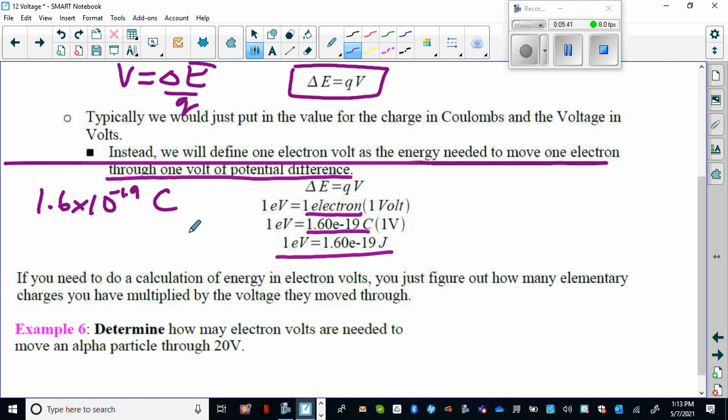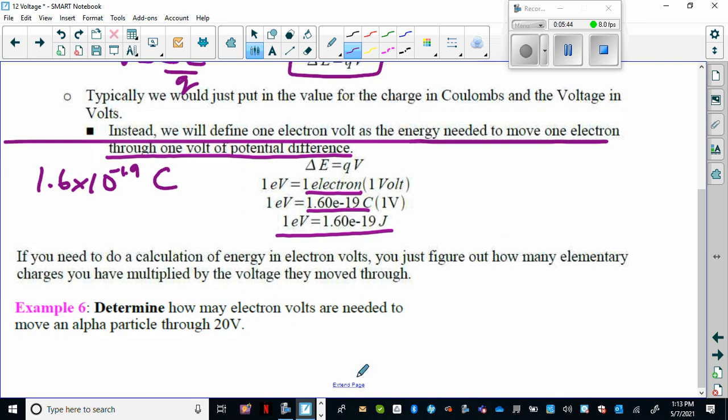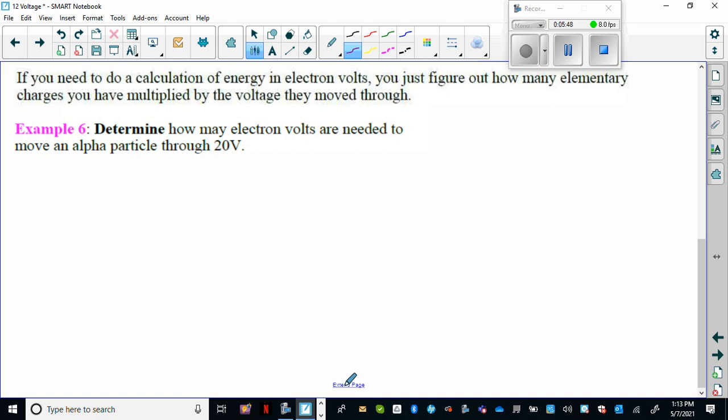Okay, and then on to question 6. And question 6, you can do it using the information that we just learned, or you can just do it the normal way, we'll call it, the normal way. So let's do it both ways. So let's do it the normal way, or the way that you would have done it before learning about electron volts.